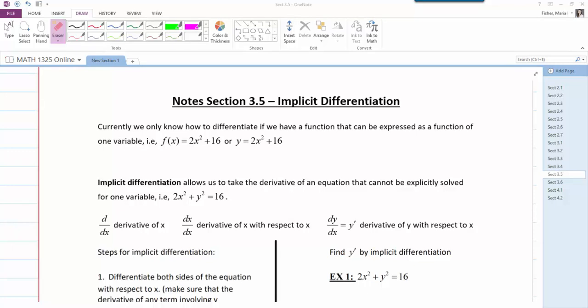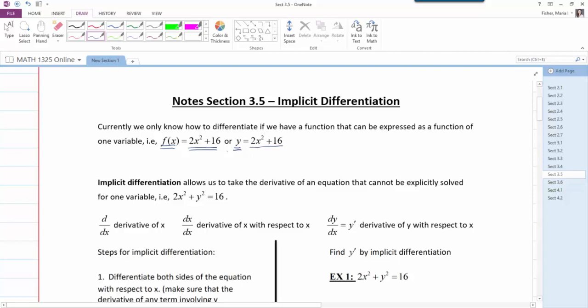Section 3.5 deals with implicit differentiation. Now, currently, we can differentiate any function that is explicitly solved for a variable, which means it can be expressed as a function in one variable, kind of like y equals 2x squared plus 16 or f of x equals 2x squared plus 16. I can solve that for y.